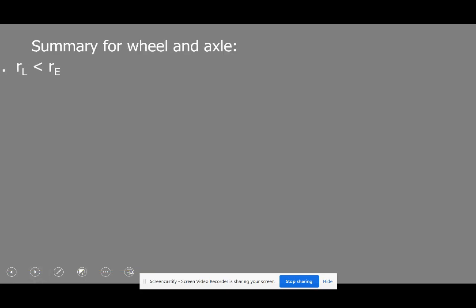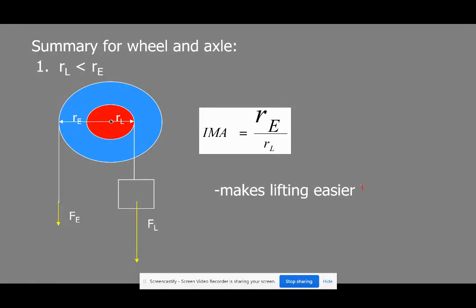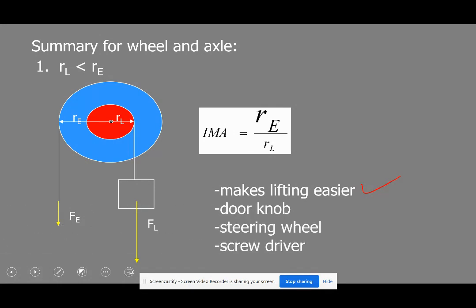In summary, if the load radius is smaller than the effort radius, it makes lifting easier, like a doorknob does, like a screwdriver does, like a steering wheel does, but it is slower.